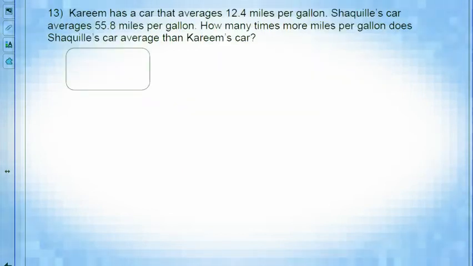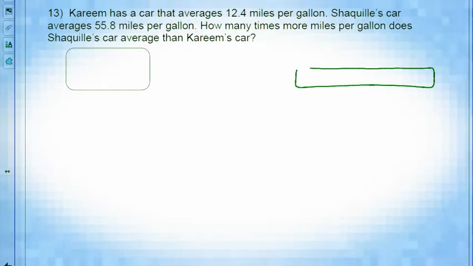All right, Kareem has a car that averages 12 and 4/10 miles per gallon. And Shaquille's car averages 55 and 8/10 miles per gallon. That's awesome. How many times more miles per gallon does Shaquille's car average than Kareem's car? Well, again, if I had another model, a simpler problem, say I have this awesome $100,000 car, and that's my Lamborghini, and I also have a Honda Civic because I'm a reasonable kind of practical kind of guy, and I want to know how many times more expensive the Lamborghini was than the Honda Civic. I would say how many groups of 20,000 would there be?